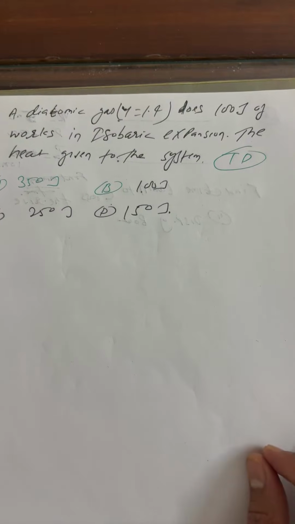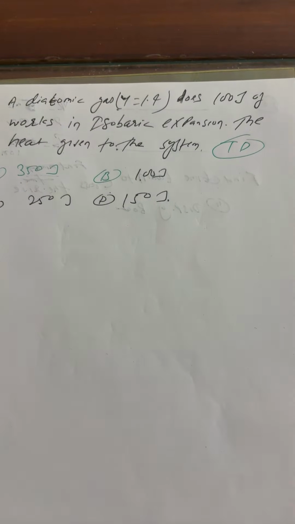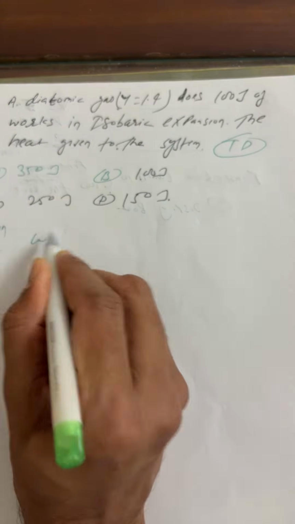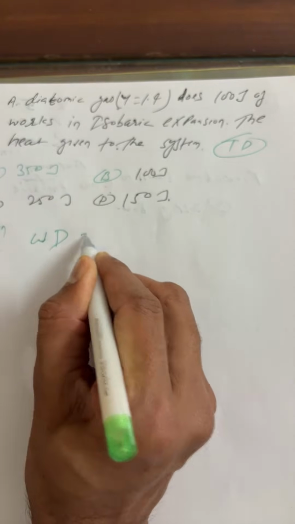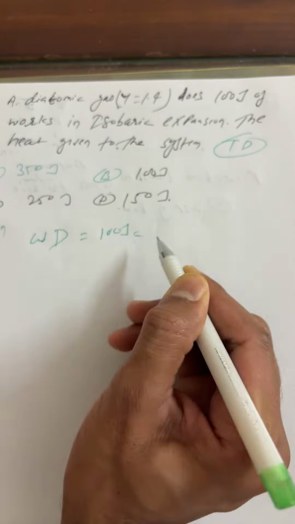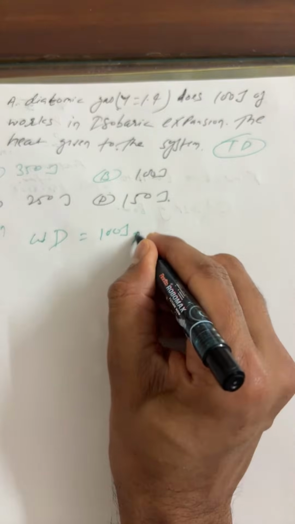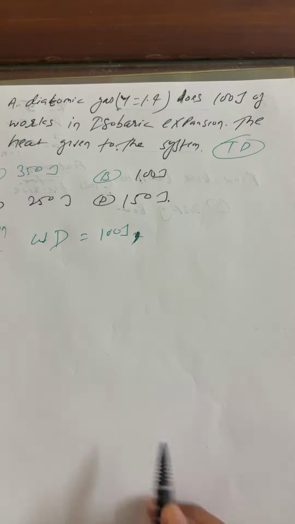A diatomic gas with gamma 1.4 does 100 joule of work. Okay, students, have a look at the solution. Right, what's the work done? This is 100 joule. Then what's the next thing? You can say it's an isobaric process.